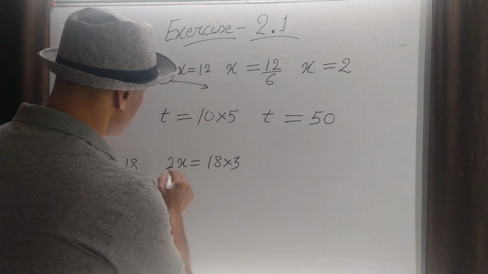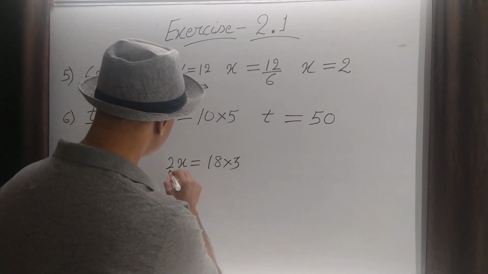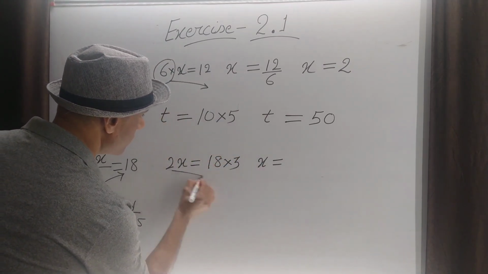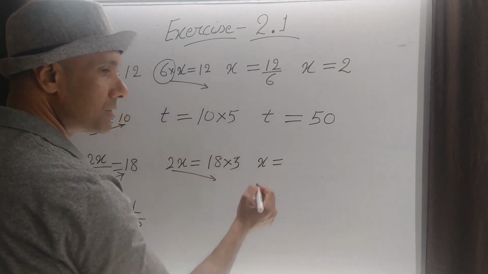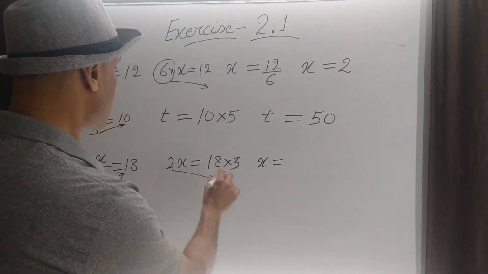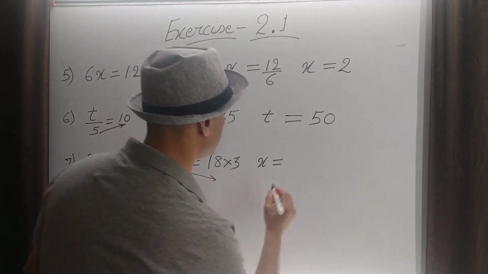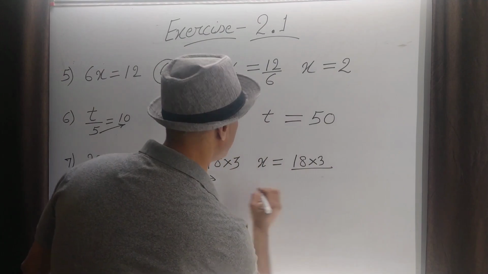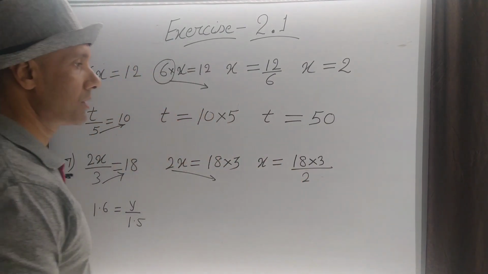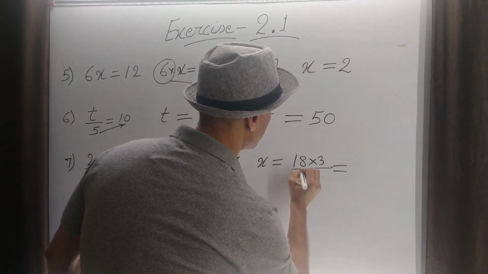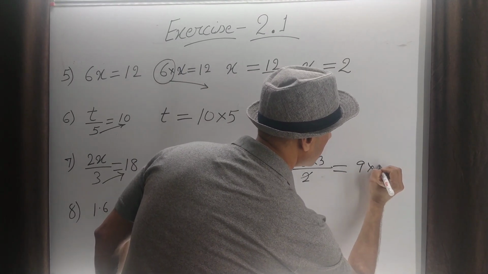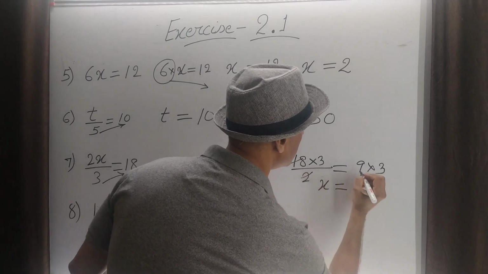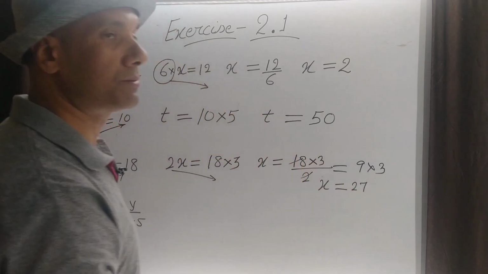Again, this is nothing but 2 into x, so we can write x is equal to, this 2 will go into its divisor position when it moves to the other side. 18 into 3 divided by 2. This is nothing but 9 into 3. That means the answer is x is equal to 27.